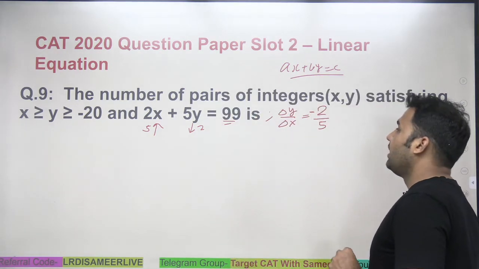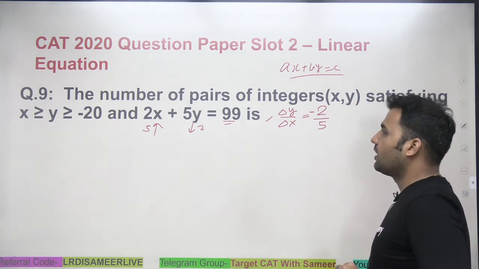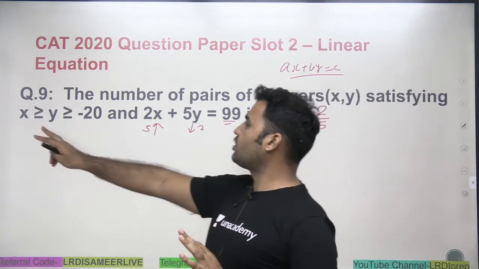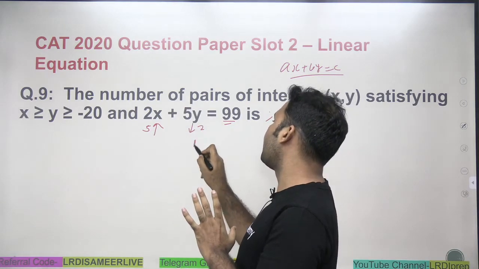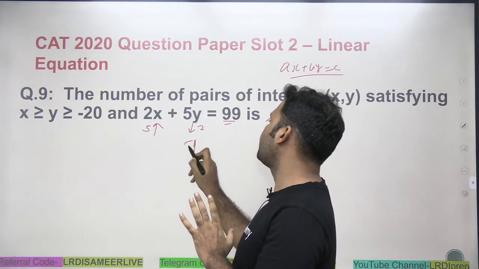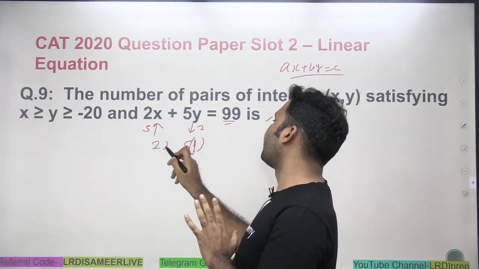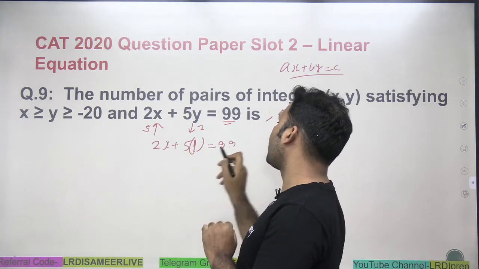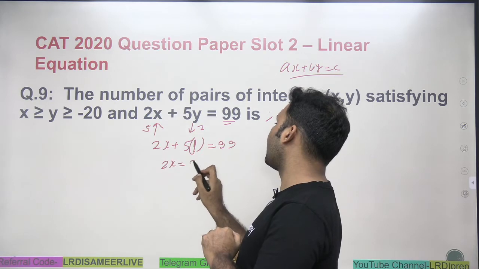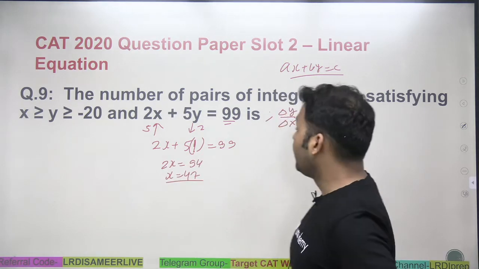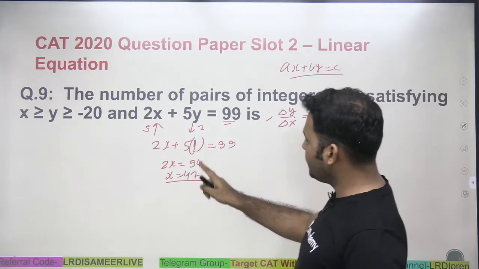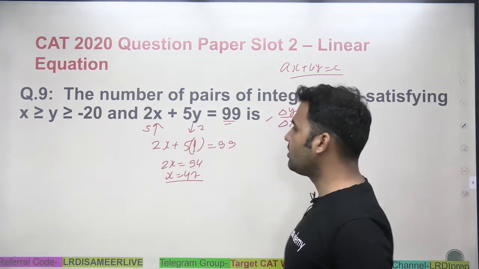Now look at the first solution that you want. Because I want x to be greater than or equal to y, I'll try to minimize y. If I put y as 1, the value of x that I will get would be equal to 47. And you see that here x is greater than or equal to y, and both are greater than or equal to -20 also.